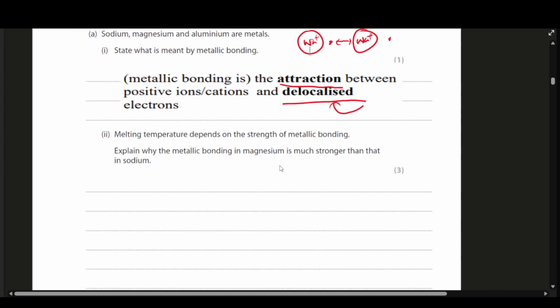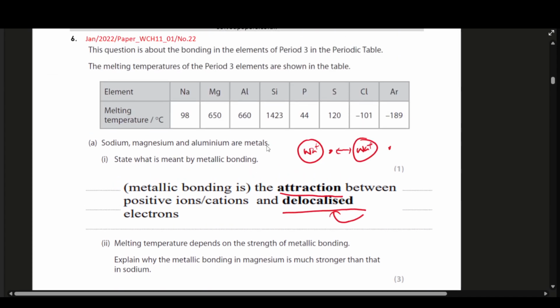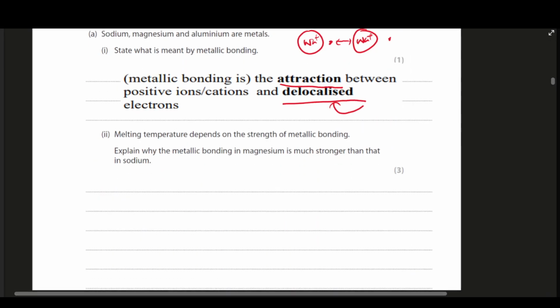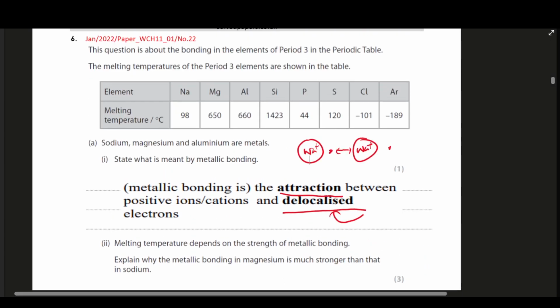Now explain why the metallic bonding in magnesium is much stronger than sodium. There is magnesium and then you have sodium. Okay, Ilham, can you please try? What might be the answer? Tell me. Any idea? Ilham. All right, Sylvia, at least can you try?